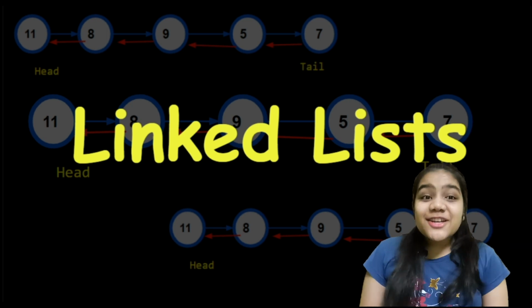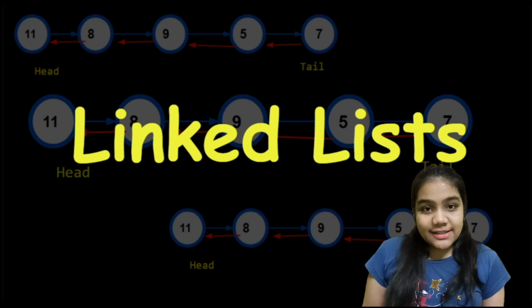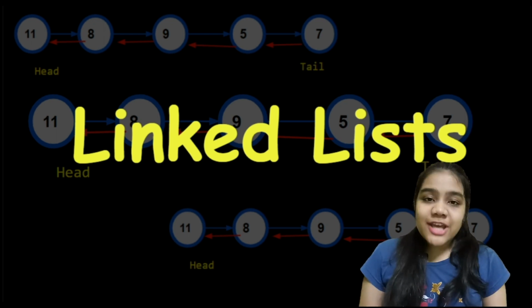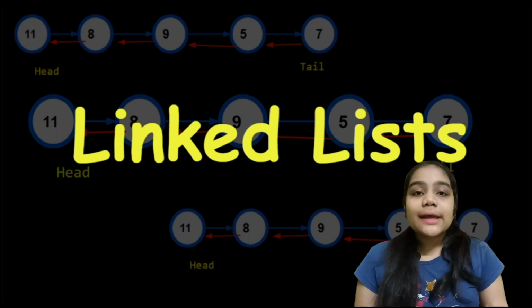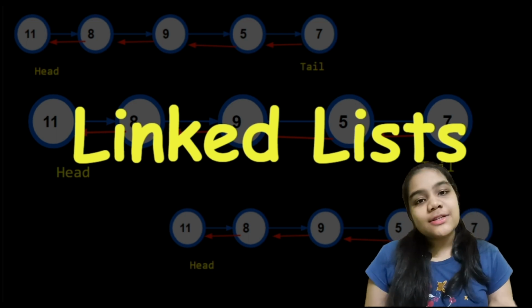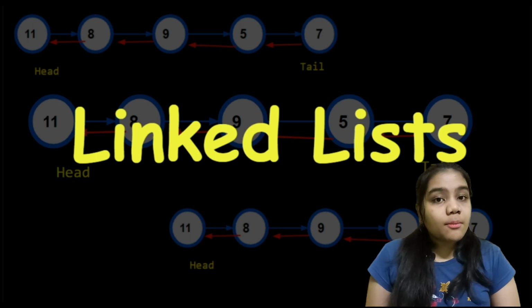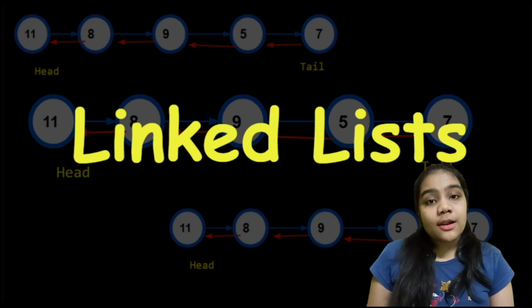Hey everybody, my name is Khushbu and today we are going to discuss linked lists. Linked lists are a linear data structure where each element is a separate object. Its elements are not stored at a contiguous location, but they are joined with the help of pointers.